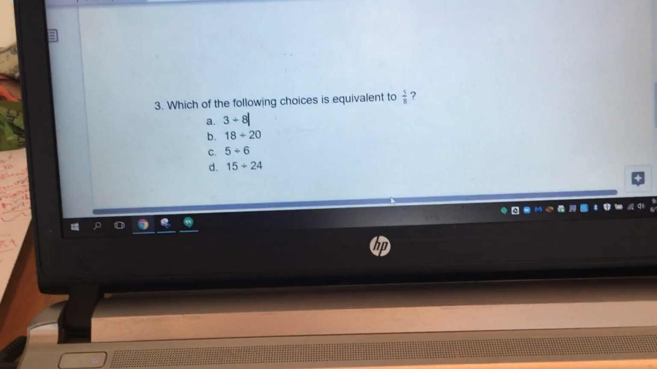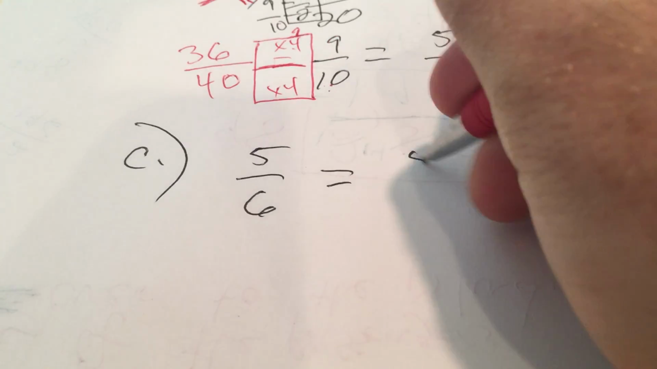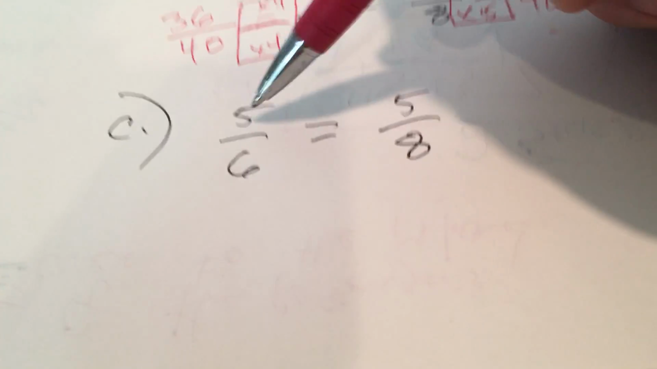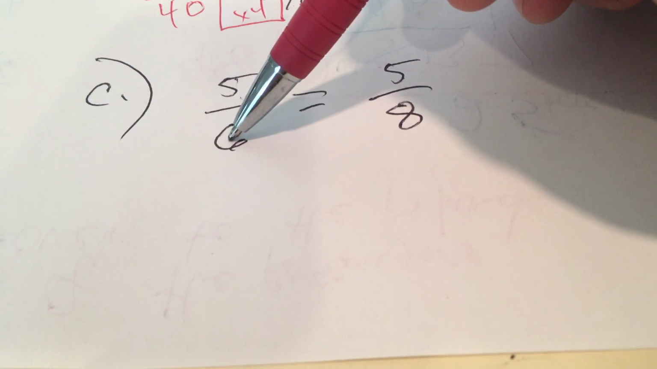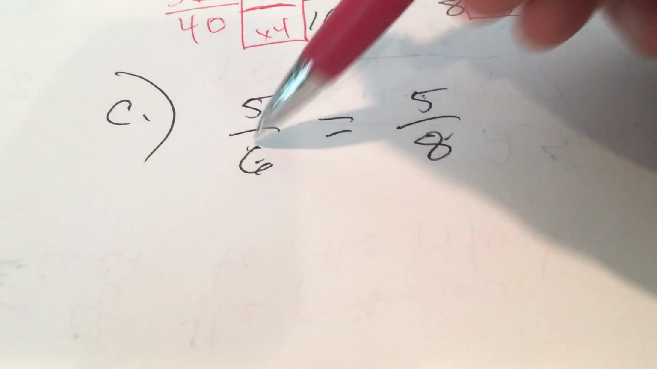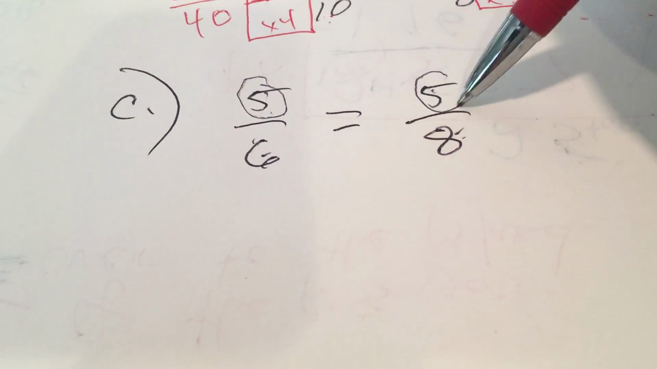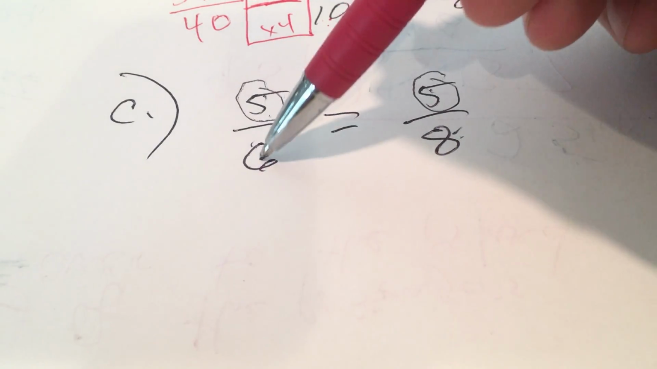Now let's go to C. C says 5/6. 5 divided by 6 is 5/6. Is 5/6 equal to 5/8? Well, it can't be, because there's 5 of them and they're 1/6 size pieces, or this is 5 of them and there's 1/8 size pieces. So these are not equivalent, right?